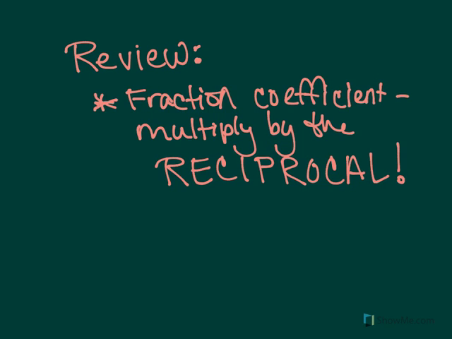So just to review, we know that anytime we have a fraction coefficient, to solve the problem, we will multiply by the reciprocal. So again, that means if I have a fraction, any fraction, as my coefficient, meaning the number being multiplied by the variable, I'm going to solve it by multiplying by the reciprocal, which means flipping that fraction. And I'll do that to both sides. And that's how you solve a one-step equation with a fraction coefficient.